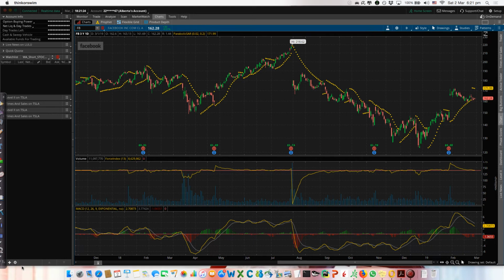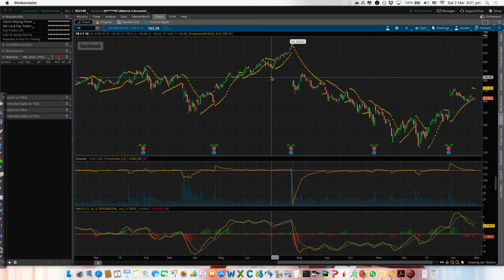Here you see the chart. I'm using the Thinkorswim platform to show you these three indicators, but you can find them in basically every platform you want. If you want, you can also find them for free on TradingView. The first one is called Parabolic SAR, Parabolic Stop and Reversal, and it's basically these yellow dots here. This is the Parabolic SAR.